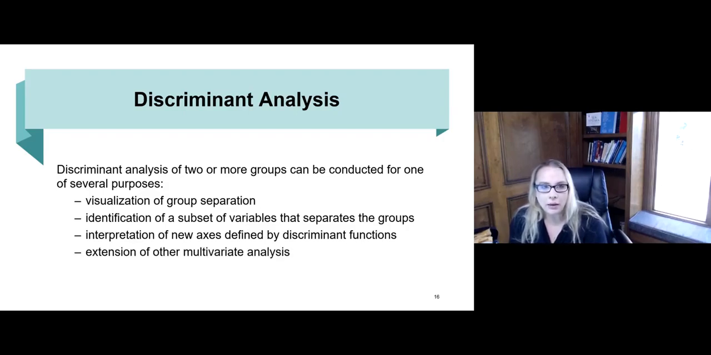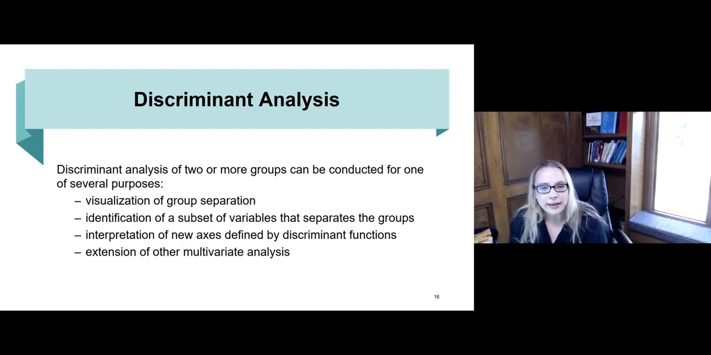And then it can also be an extension of other multivariate analyses as well. So for example, you could use cluster analysis on the predictors to determine how many groups there are, and then you could use discriminant analysis to further understand the group differences.